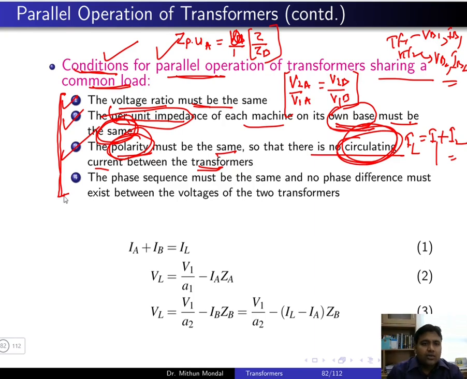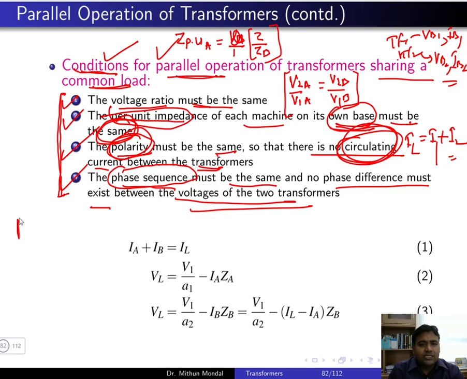Fourth point, the phase sequence must be the same and no phase difference must exist between the voltages of the two transformers. What is the meaning of phase sequence? Phase sequence should be the same, meaning RYB. If you have a three-phase transformer with phase sequence RYB, then if you take R to be at 0 degree, Y will be at plus 120 and B will be at minus 120 degree, because this is a three-phase system.